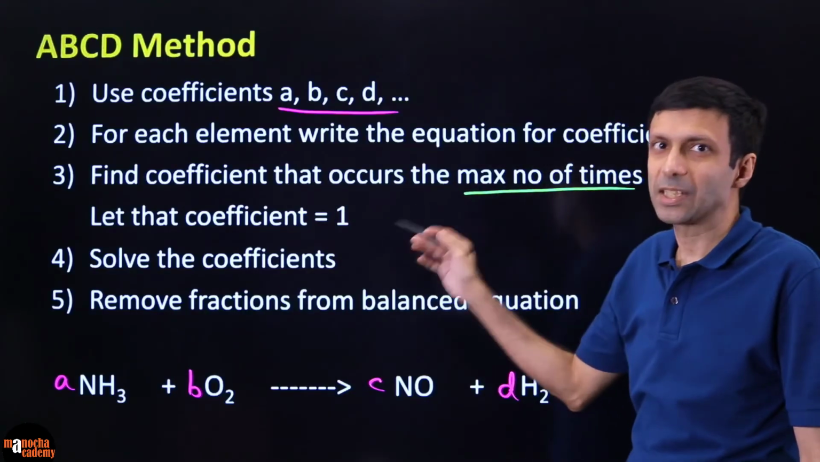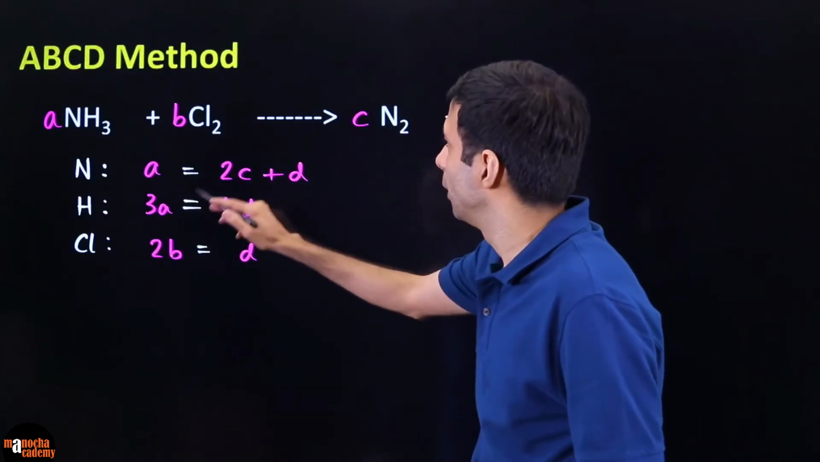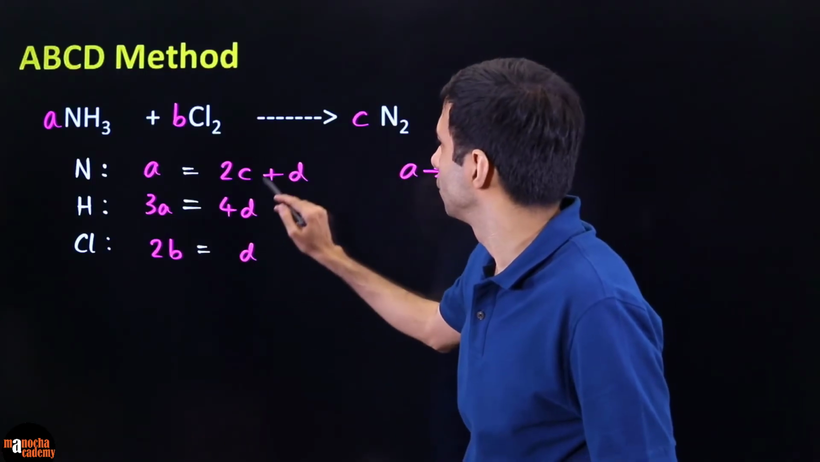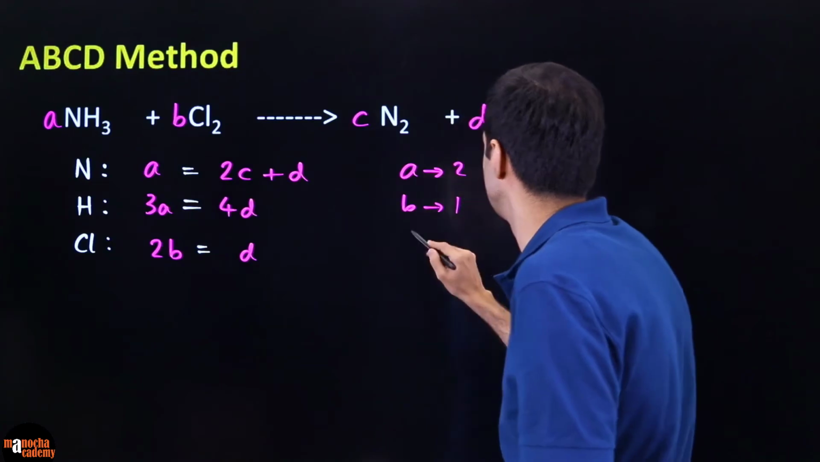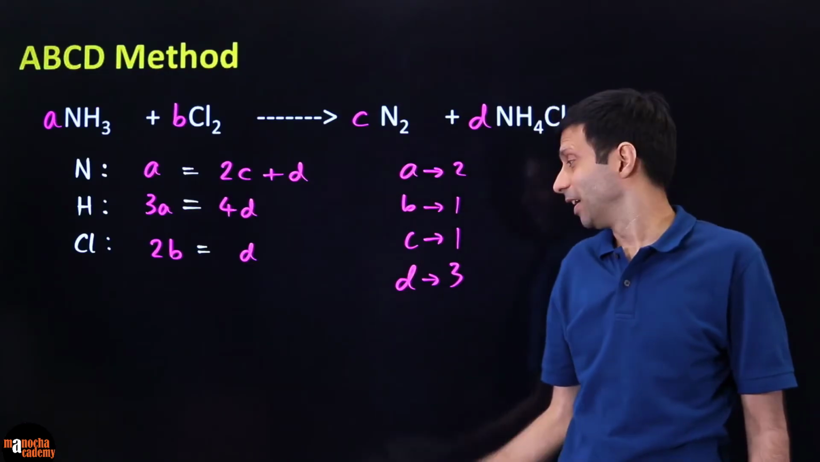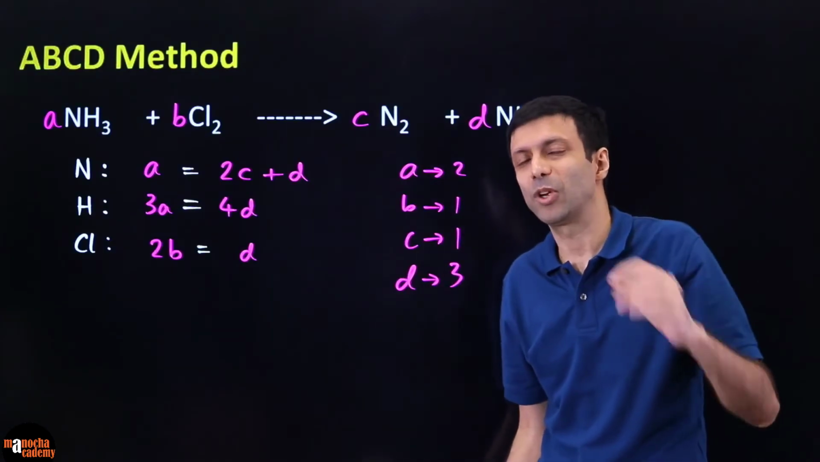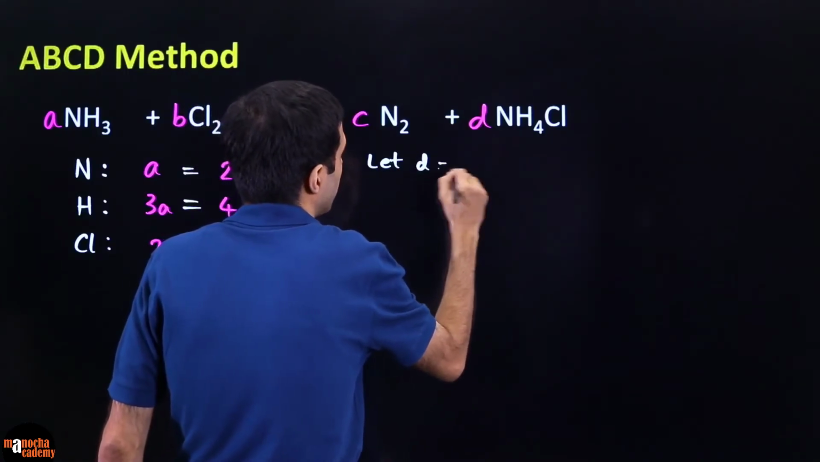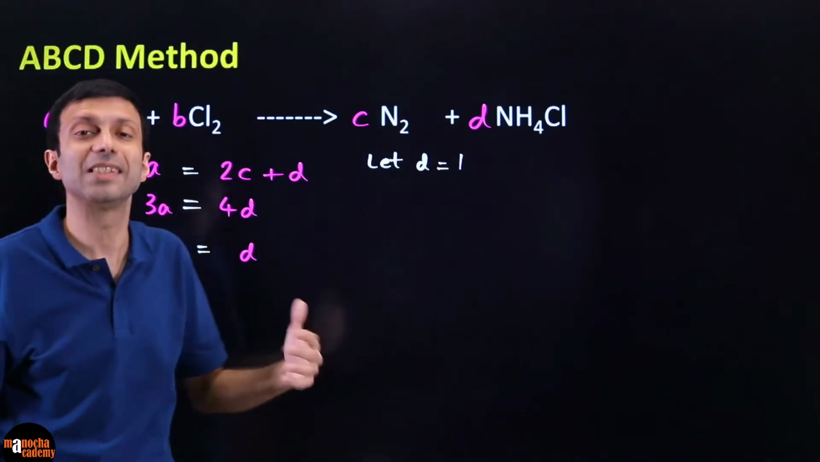Find the coefficient that occurs the maximum number of times and let that coefficient be 1. So check, how many times does each coefficient occur? A occurs 2 times. B occurs once. C occurs only once. D occurs 1, 2, 3 times. So who is the winner here? Clearly it's going to be D. D is winning, occurring the maximum number of times. So I am going to take D equal to 1 because this makes calculations easy. So let D equal 1. Clear? The coefficient that occurs the maximum number of times in all the equations, take it to be 1.